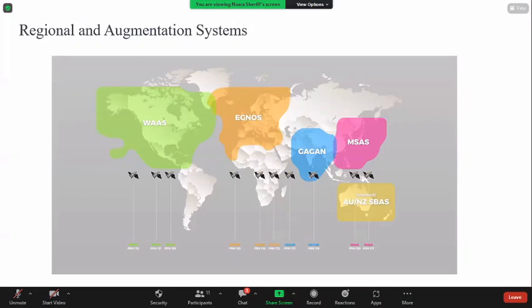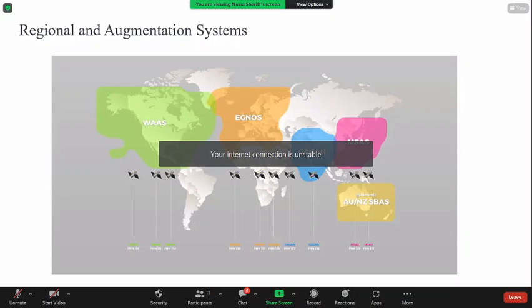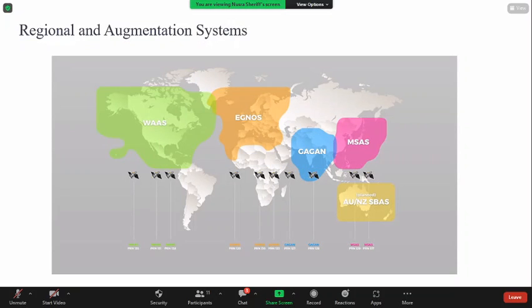And the third one, the next one, GPS aided geo-augmented navigation, which we call Gagan. And in Australia, they have a new system now. So this distance from Australia, India, South Peninsula.